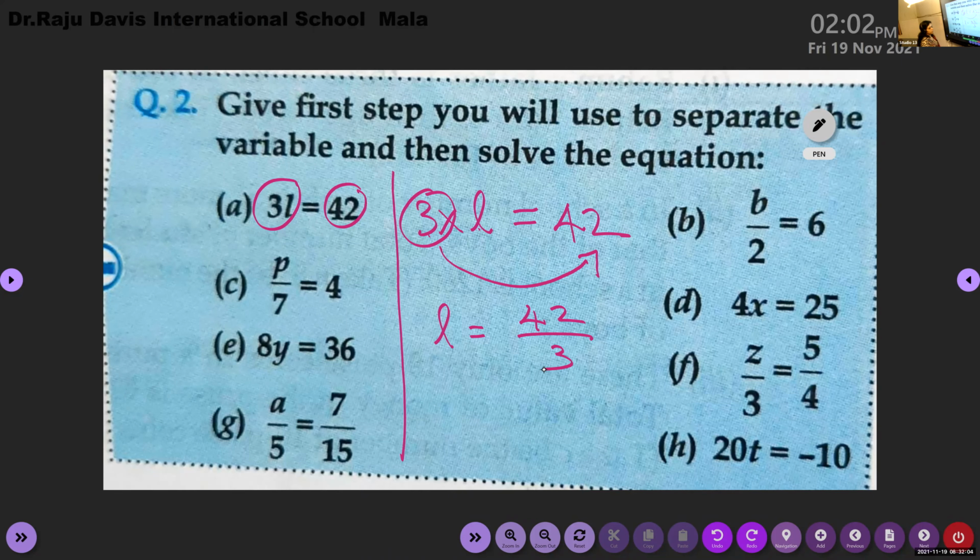It will become 42 divided by 3. Because 3 was multiplied on the left side, when you take it to the other side, it becomes divided by. The numerator on the left side will become the denominator when you transpose to the right side. So what will be the answer? Directly you got the answer. L is equal to how much? 14.